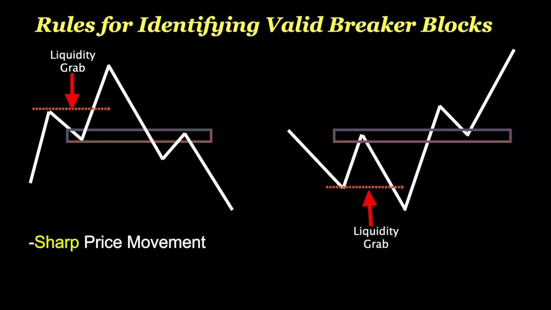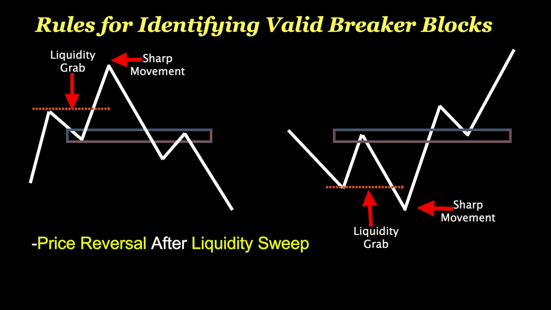Sharp price movement. In a bullish scenario, the price must form a higher high, and in a bearish scenario, it must form a lower low. This ensures that the move is significant and not just a minor fluctuation. This rule helps filter out single candle pumps or dumps before a market structure shift. Price reversal after liquidity sweep. Once liquidity is swept, the price must start to reverse, indicating a market structure shift. This is a crucial signal for the formation of a breaker block.